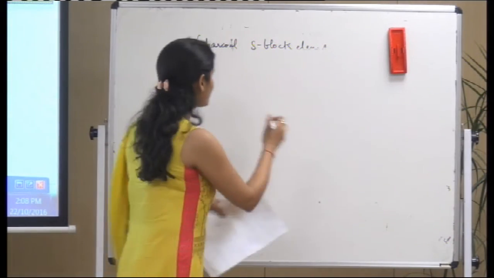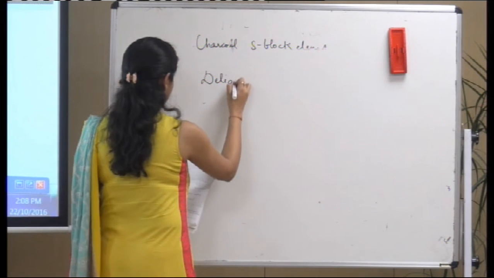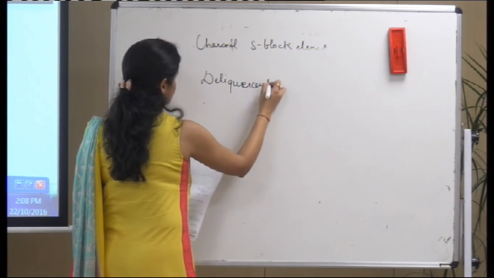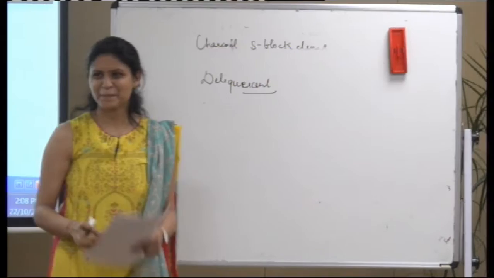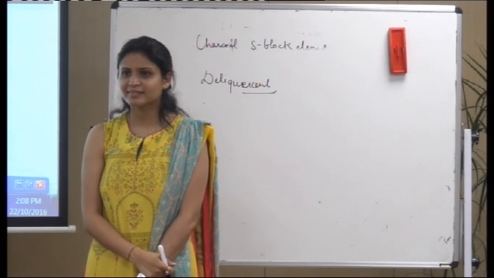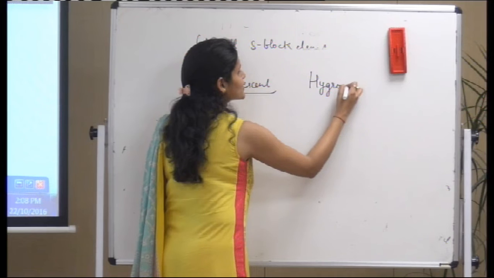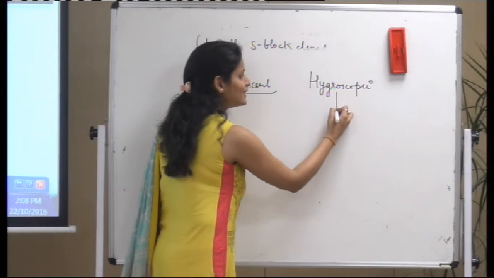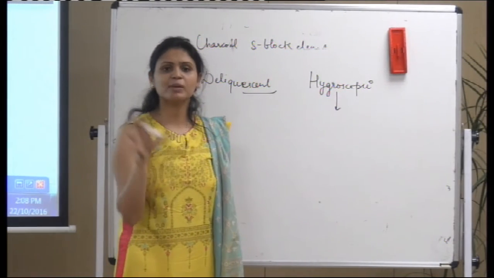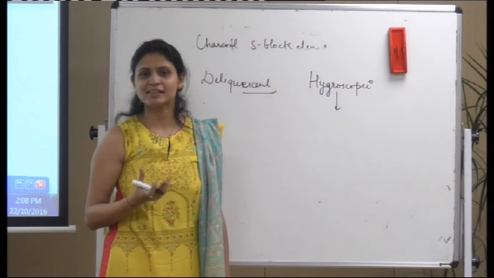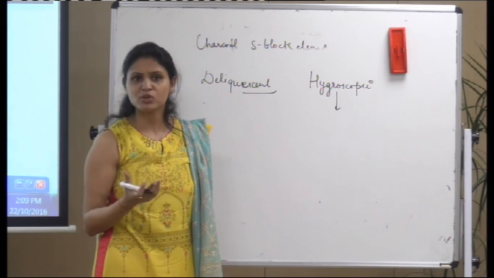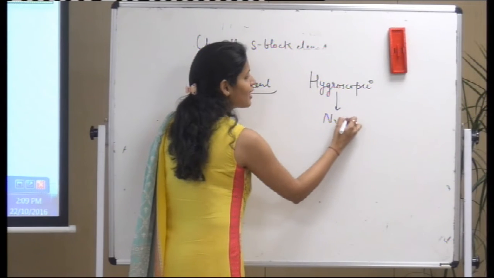Before that I would like to ask, what is deliquescent? Have you heard the term hygroscopic? Hygroscopic means anything that can absorb water vapor from the surroundings. So you think NaCl, common salt, is hygroscopic? Yes, it can absorb. During rainy days it becomes lumps. And hence NaCl is a hygroscopic compound.